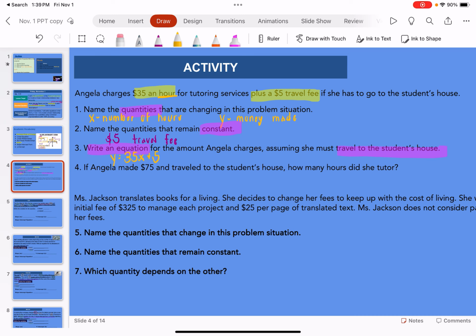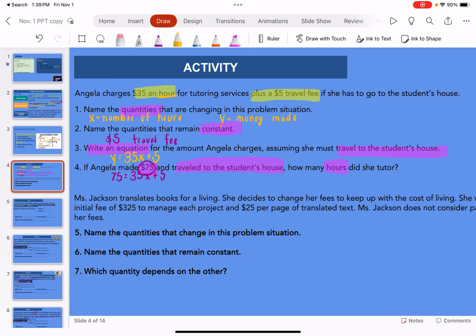And then number 4, it says if Angela made $75 and traveled to the student's house, how many hours does she tutor? So we're working backwards. We're trying to find the x value essentially. So we know that 75 is going to be the money made, so that's our y. So we have y is equal to 35. We don't know what the number of hours that she tutored is. So we're going to just leave that as x plus the 5 because she did travel to the student's house.